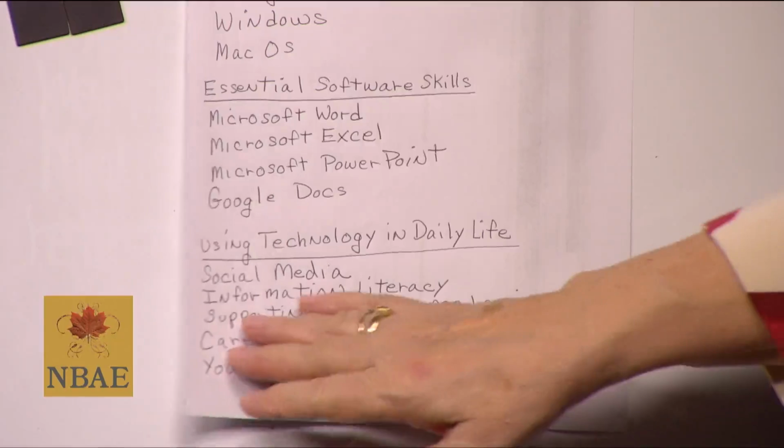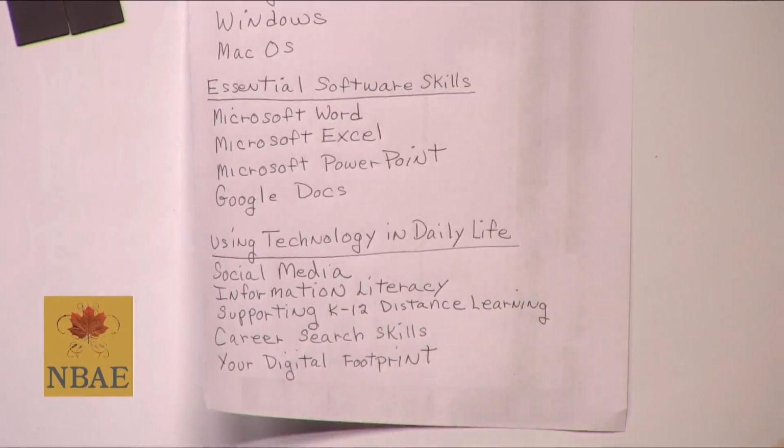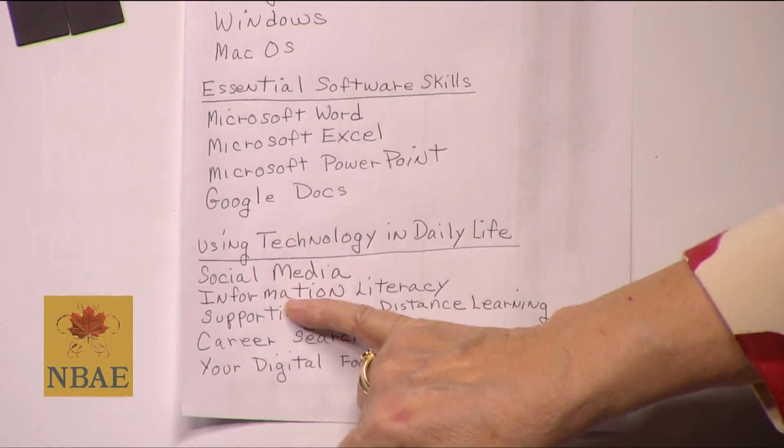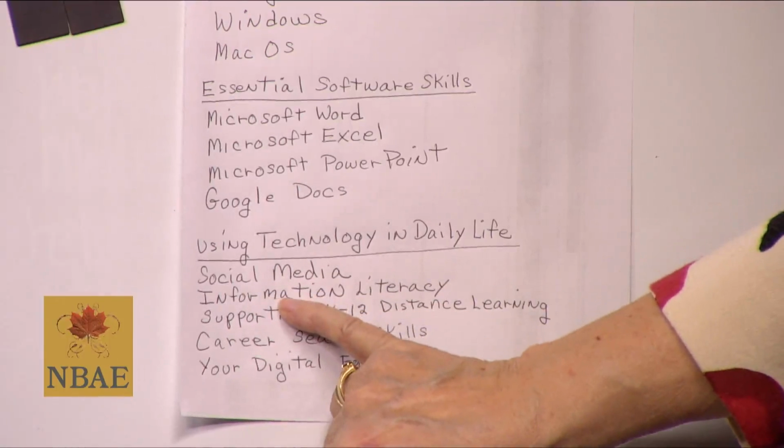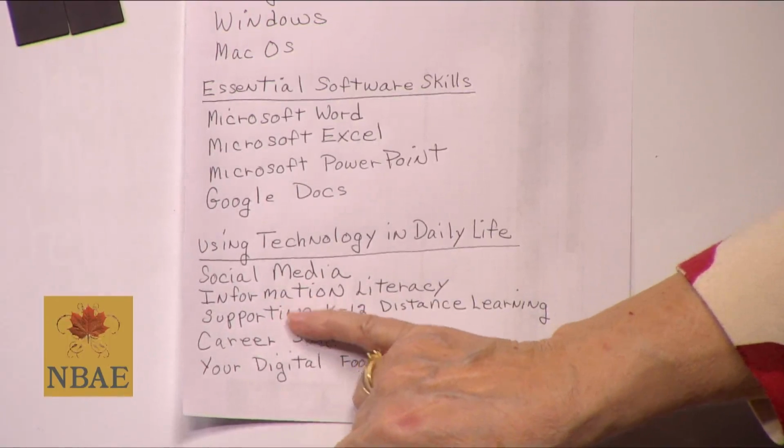The third one is using technology in daily life. So this would be, you don't have to do everything, but you can pick and choose what you do want. This one's using social media online. The next one is information literacy.